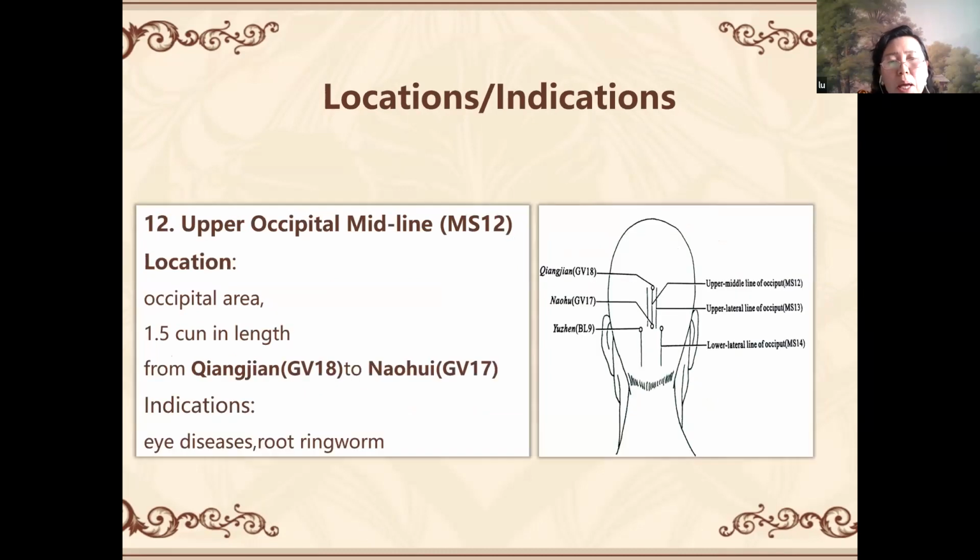The 12th one is MS12. It's upper occipital midline. It locates at the occipital area, 1.5 cun in length, from Qianjian GV18 to Naohui GV15. So this line is used for treating eye problems. So now it's popular in China for treating the problem of myopia and eye disorders.